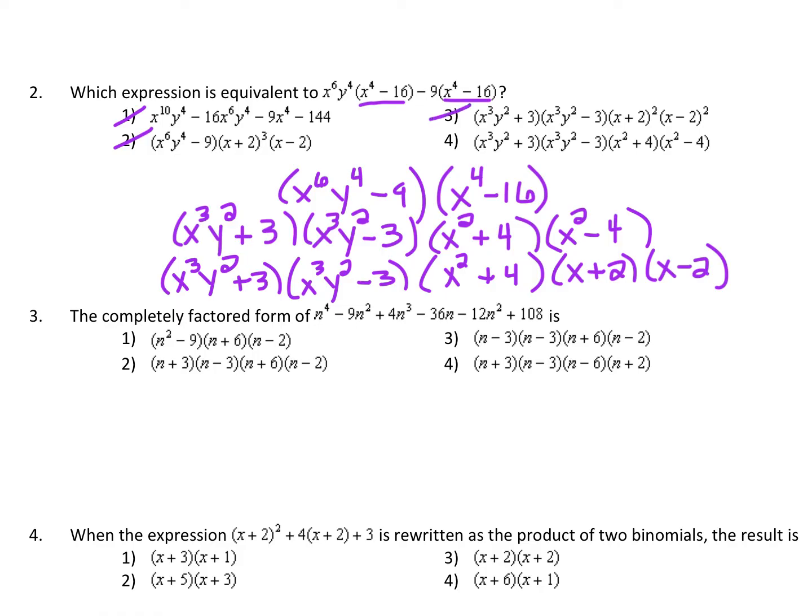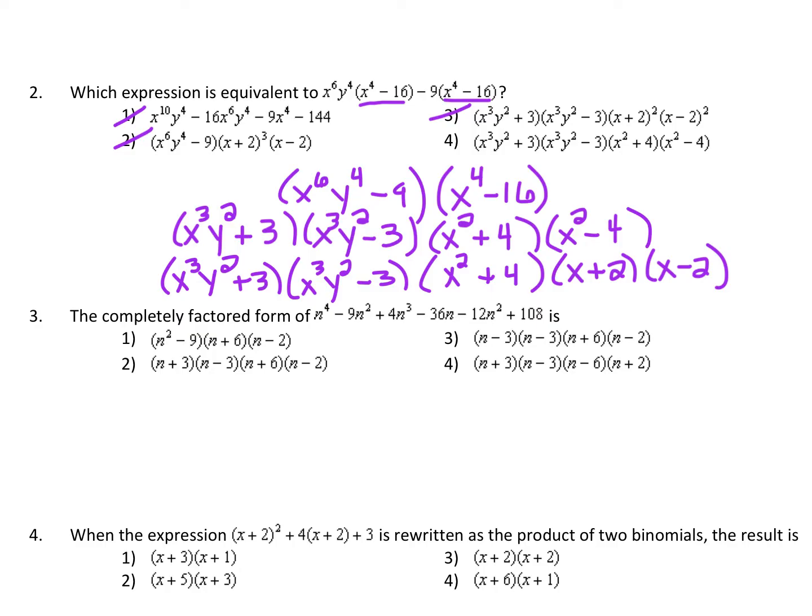So if we take a look at choice 4, we can see that we have our first 2 parentheses here, which match up. And then we have our x squared plus 4, which we have here. And here's the x squared minus 4. Okay, look, that's the same term that we had in this second step here. Okay, they just didn't factor it further, but we don't have to. They just wanted to know which is equivalent, not which one is factored completely.